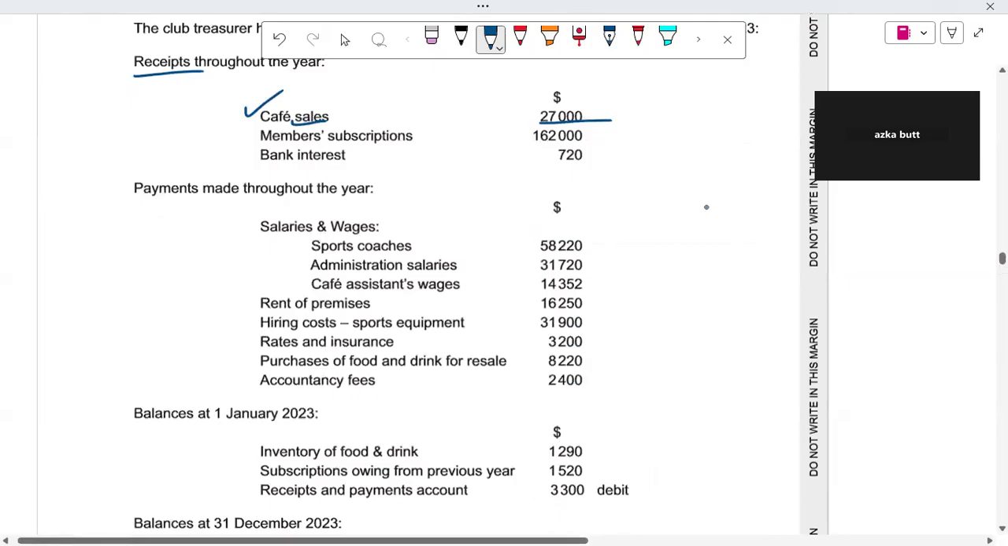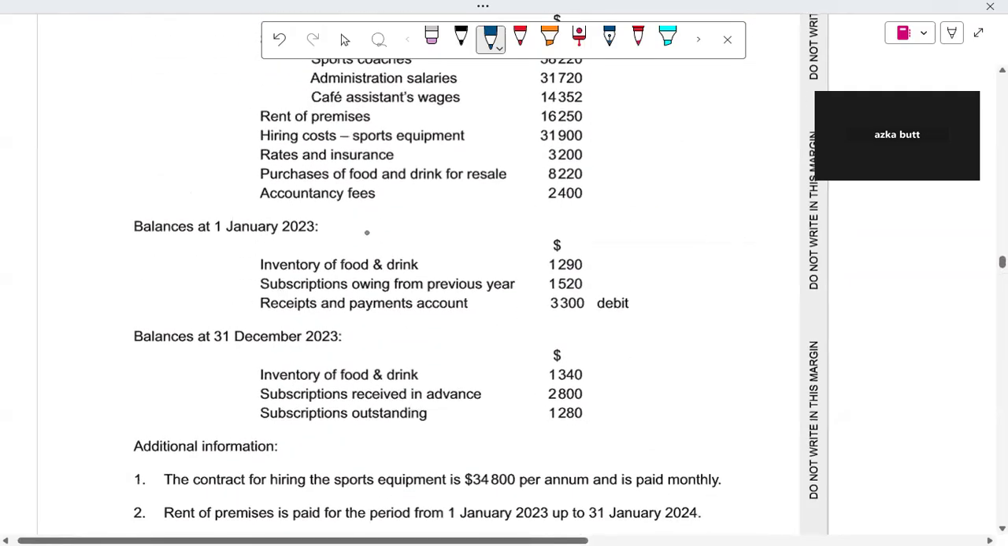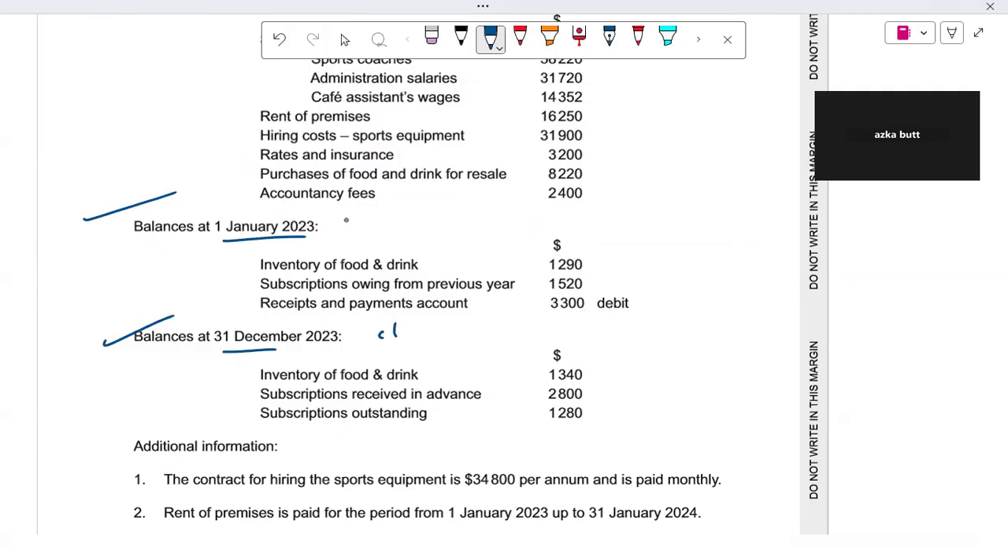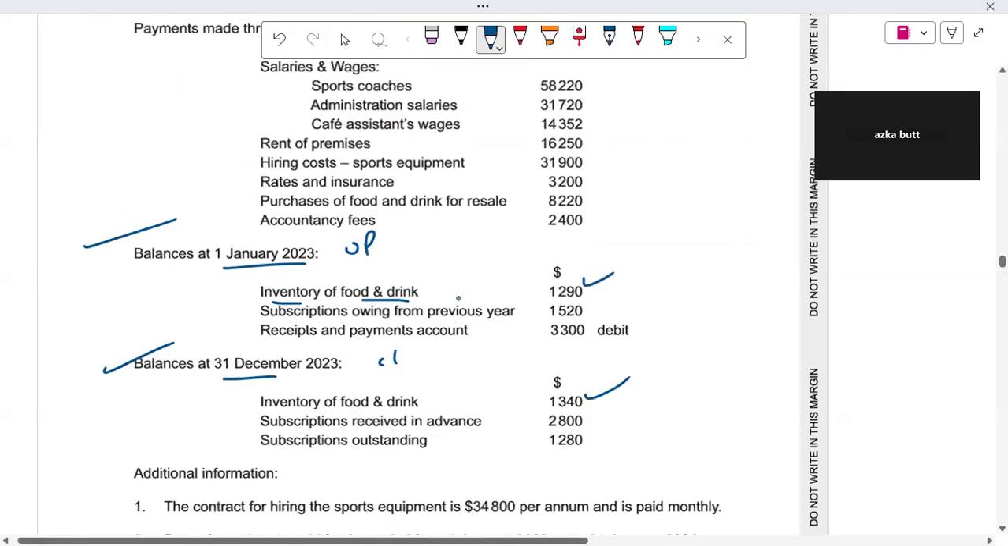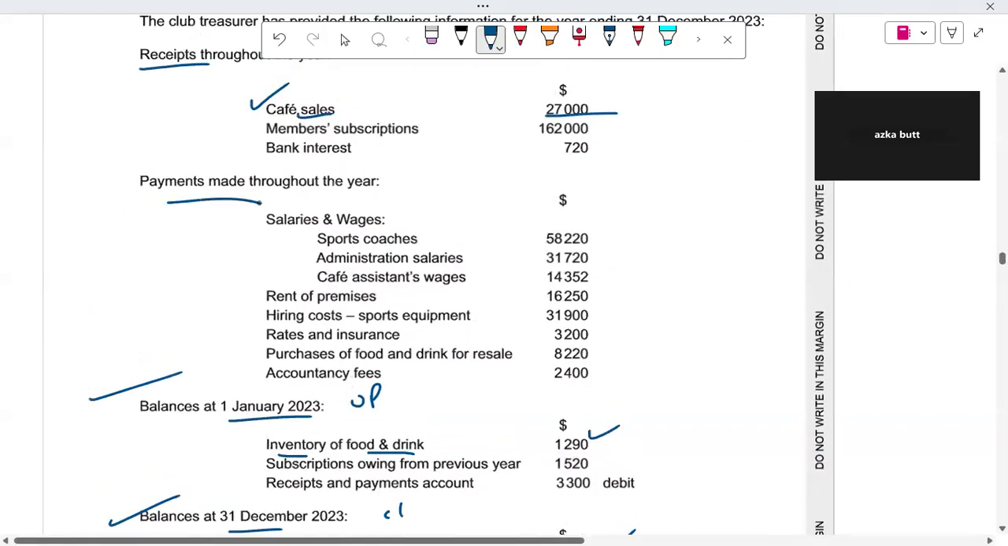Now we are going to see the payments. First we are going to find out the opening inventory. This is the balance at 1st January and this is the balance at 31st December, so this is the closing balance and this is the opening balance. Of course, we can find the opening inventory from the opening balances. As you can see, we have the inventory of food and drink, which is 1,290. And we have the inventory of food and drink, which is 1,340, which is the closing inventory. And we can get the purchases from the payments we made throughout the year. As you can see, these are the purchases for food and drink for the year, which is 8,220.